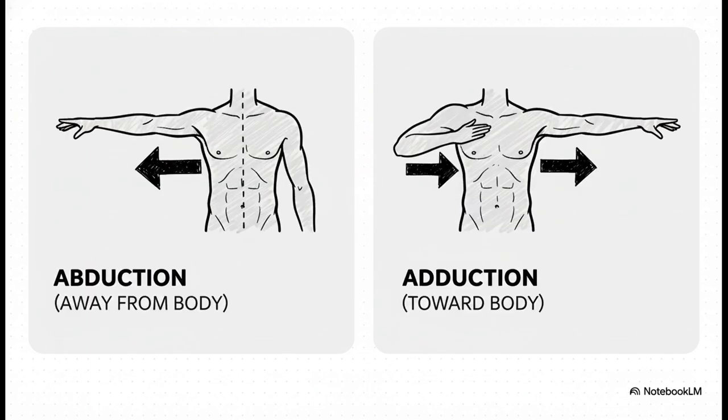With this one, a single letter changes everything. Abduction, with a B, is movement away from the body. But adduction, with a D, is movement toward the body. A good way to remember it is you're adding the limb back to the body.